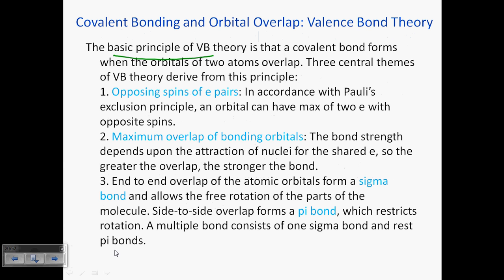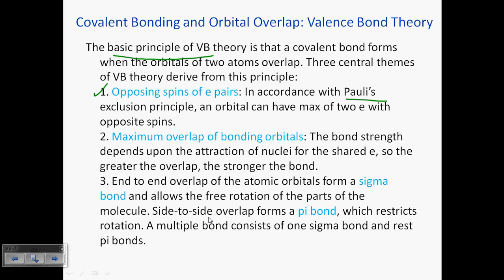So the valence bond theory has three basic principles. The first principle says that as atomic orbitals overlap to share their electrons, the shared electrons must have opposing spins of electron pair. And this goes in accordance with Pauli's exclusion principle.